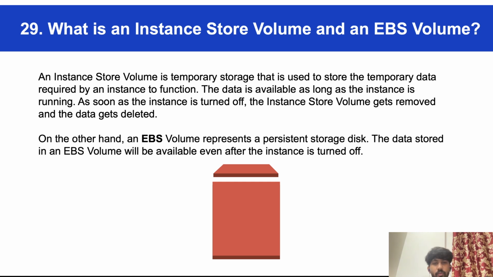So once the data is stored, it is stored there because it's a storage disk, and once it is stored, even though the instance gets turned off, it will be available. That's the only difference. Instance store is like RAM. When the instance is running, when temporary data is available, it will be stored in the instance store. Once your instance is restarted or it's shut down, that data will be gone, but whatever data is stored in the EBS volume will still be there.